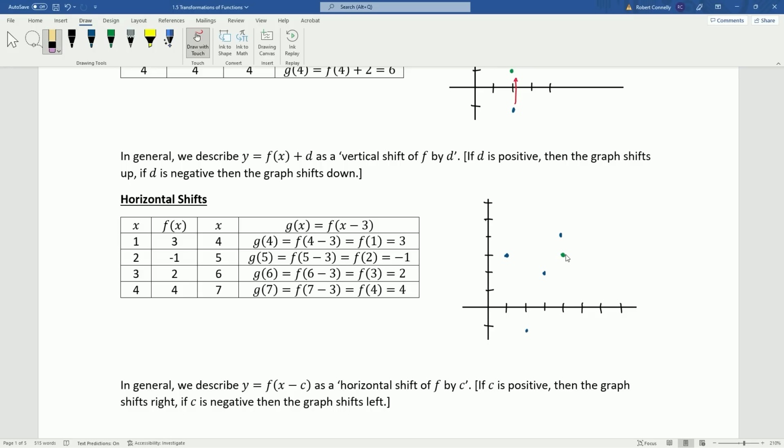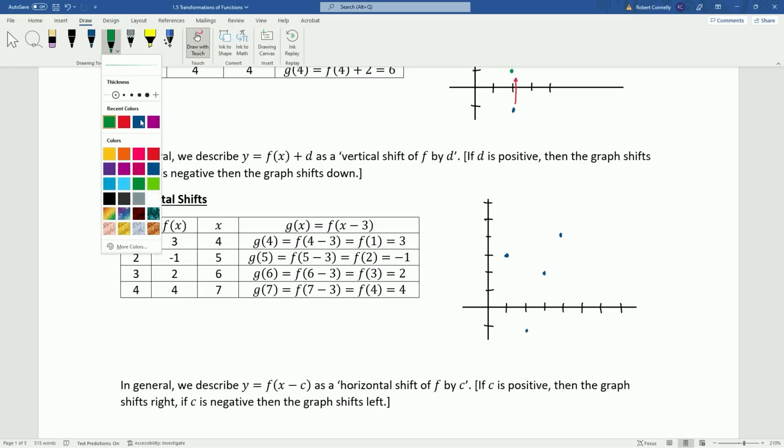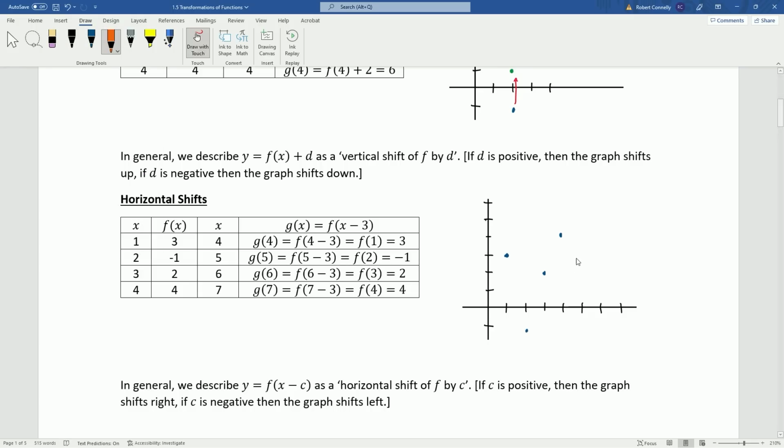Actually, I'm going to switch my second function to orange. I think that's a little bit more distinct. Okay, now let's take a look at when x is 5. So g of 5 gives us f of 5 minus 3, which is f of 2, which is -1. All right, g of 6 is f of 6 minus 3, which is f of 3, which equals 2.